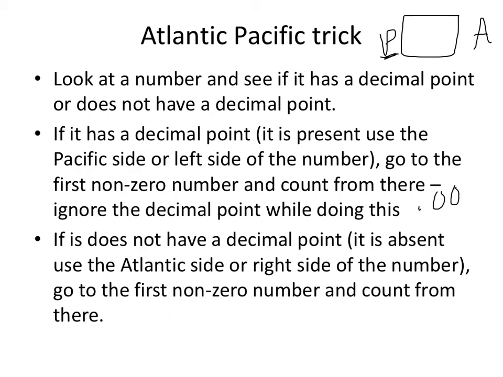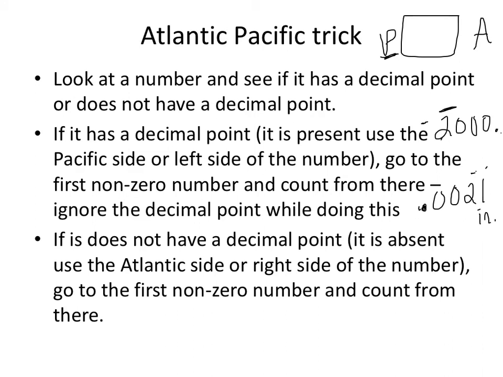For instance, here's an example. Let's say that is 0.0021 inches. Decimal point's present. I'm going to go to this side of the number. I'm going to go to the first non-zero number, which is the 2, and count from there. 1, 2. This number has 2 significant figures. Now, this is another example. Let's say I have 2,000 point. They put a decimal point there to indicate that it's exactly 2,000. Decimal point's present. I'm going to go to this side of the number, go to the first non-zero number, which is the 2, and count from there. This has 4 significant figures.